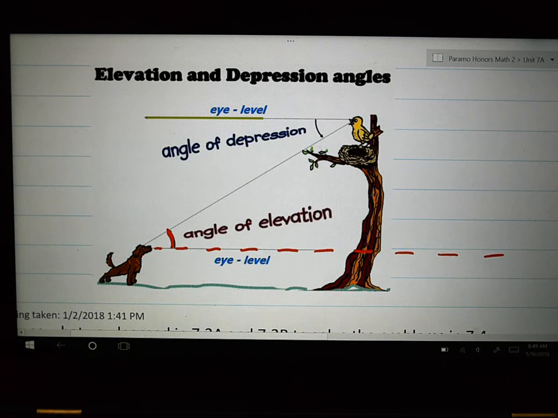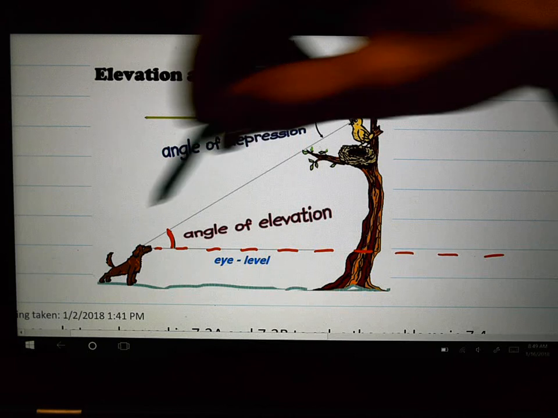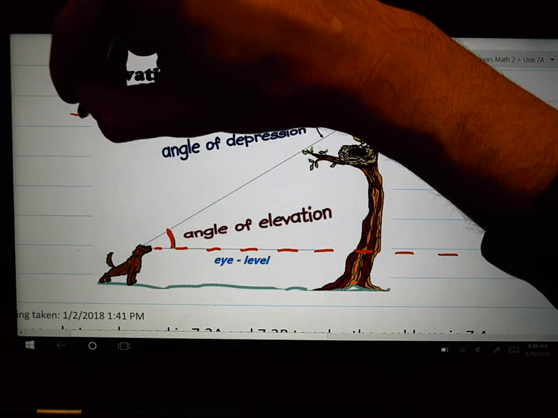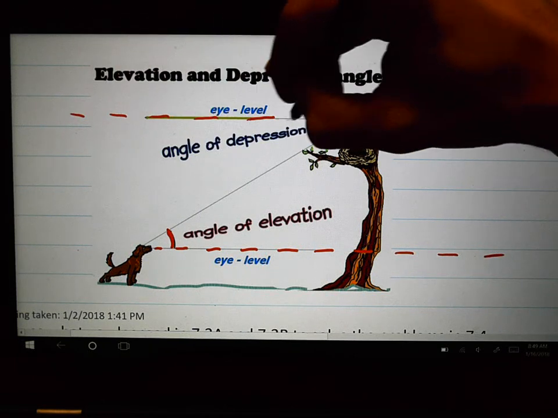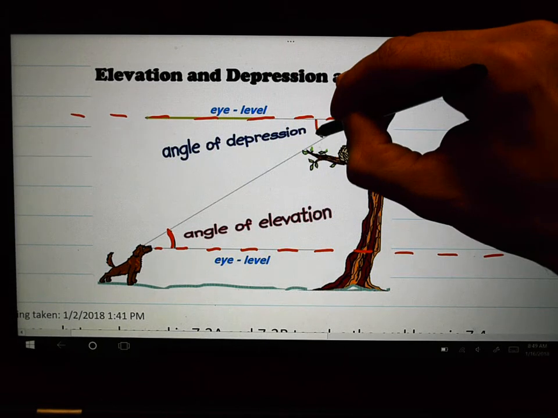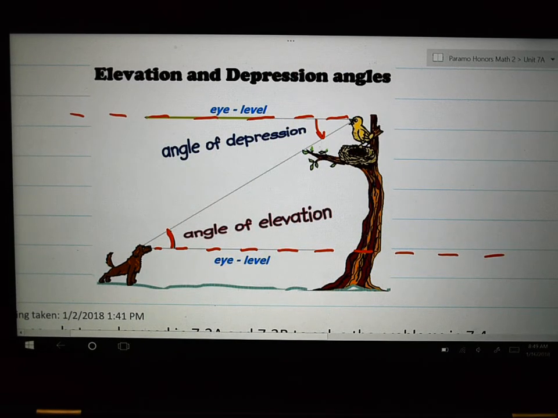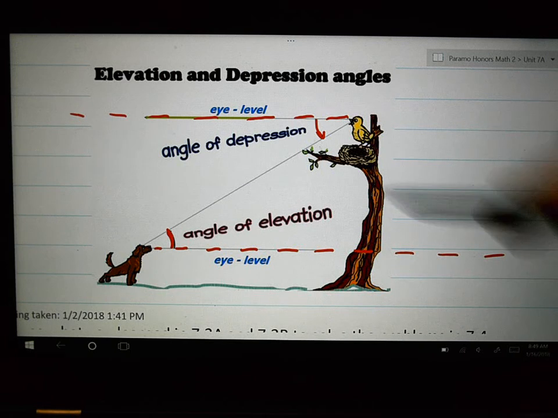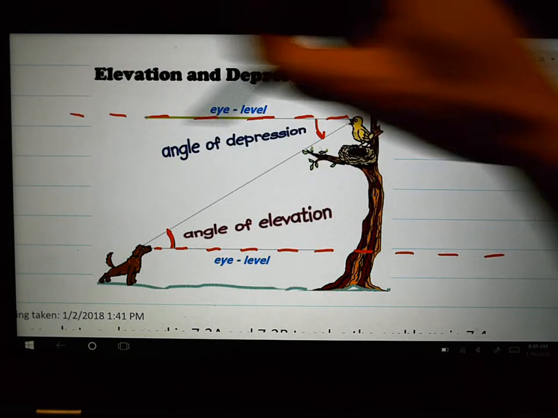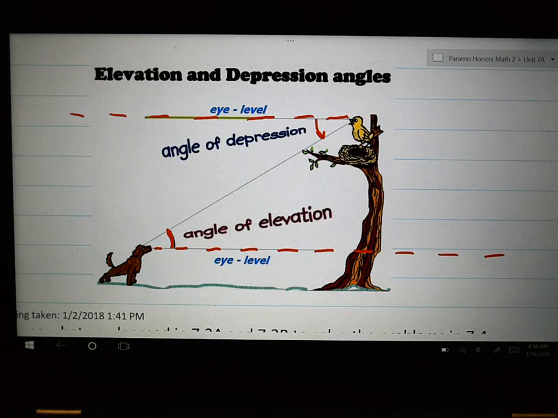The angle of depression is from the bird to the dog. So from level downward is the angle of depression. These two angles are going to be congruent to each other because these two horizontal lines are parallel to each other. And that goes right back to what you learned in Advanced Math 8, Honors Math, Regular Math 1, where you learned alternate interior angles are congruent every single time.